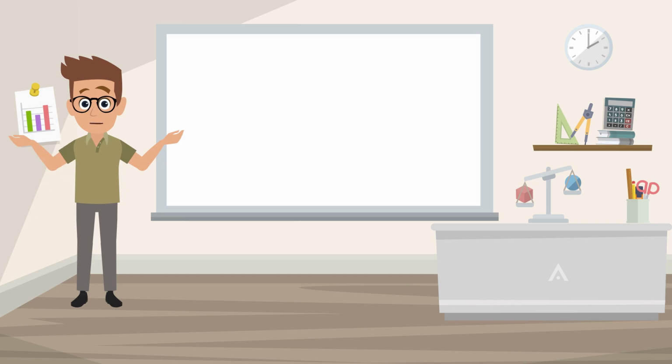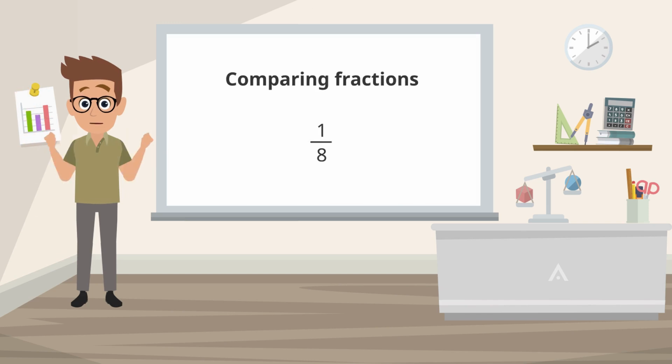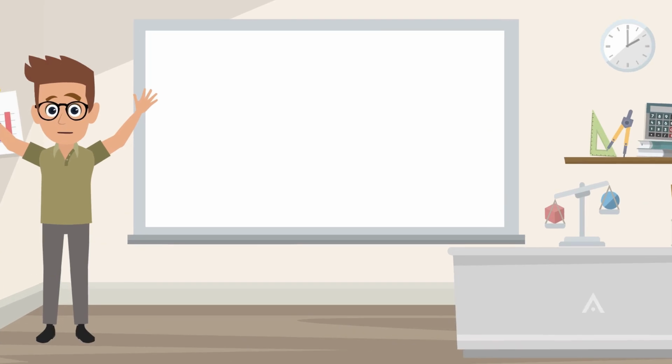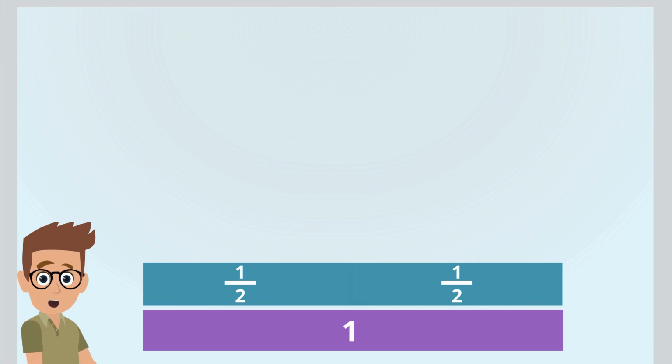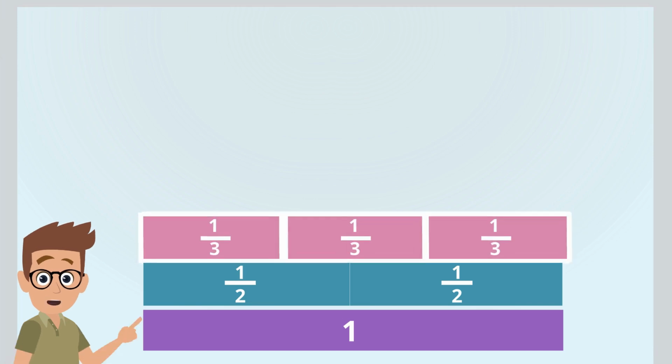Today, we will explore how to compare fractions with the same denominator or numerator. First, let's recall what fractions are. What do we get when we divide one whole into two equal parts? We get 2 halves. We can also divide one whole into 3 equal parts to get 3/3.